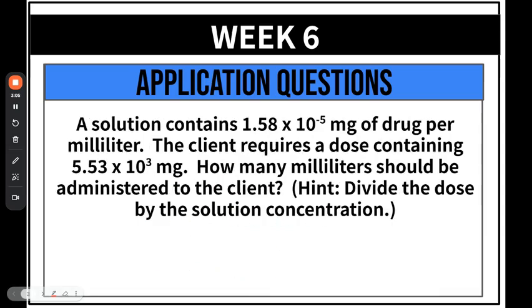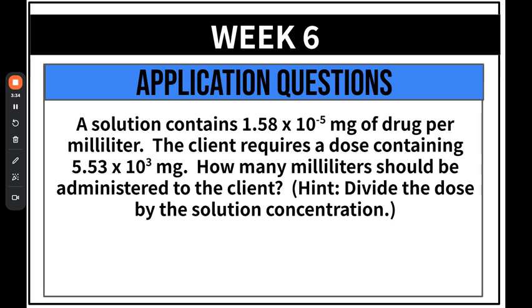A solution contains 1.58 times 10 to the negative 5 milligrams of drug per milliliter. The client requires a dose containing 5.53 times 10 to the 3rd milligrams. How many milliliters should be administered to the client? Hint, divide the dose by the solution concentration. Okay, I like it when they give us hints.